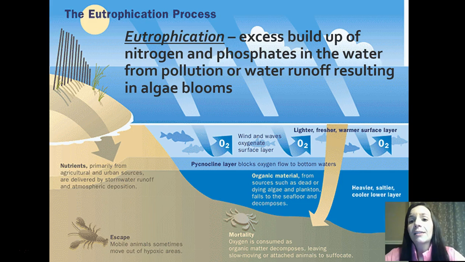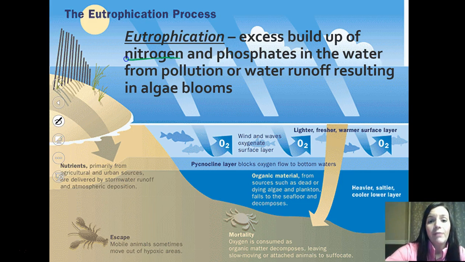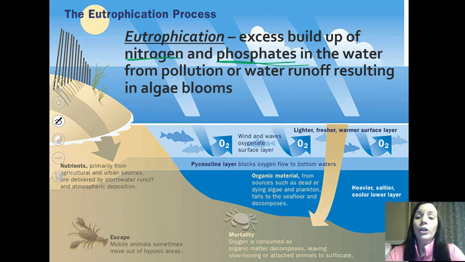This is the excess buildup of nitrogen and phosphates, which is a result of humans impacting the nitrogen and the phosphorus cycle. It's then being run off into the water from pollution or just simply from deforestation, causing the land to not have that protective barrier between the water. And this results in algae blooms.